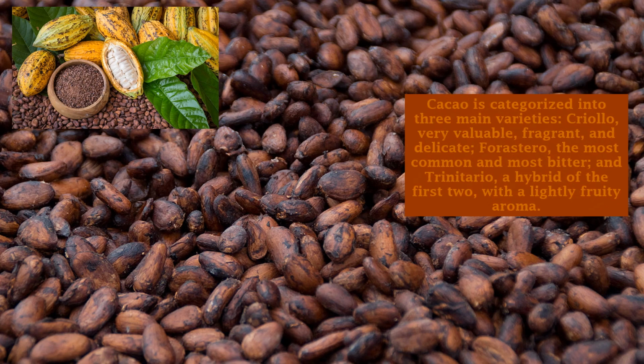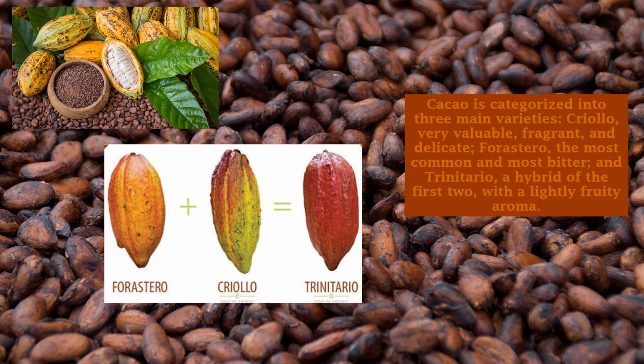Cacao is categorized into three main categories: Criollo, very valuable, fragrant, and delicate. Forastero, the most common and most bitter. And Trinitario, a hybrid of the first two with lightly fruity aroma.